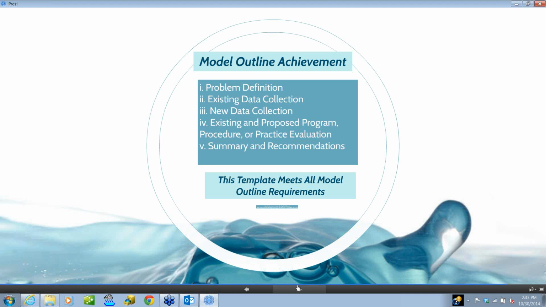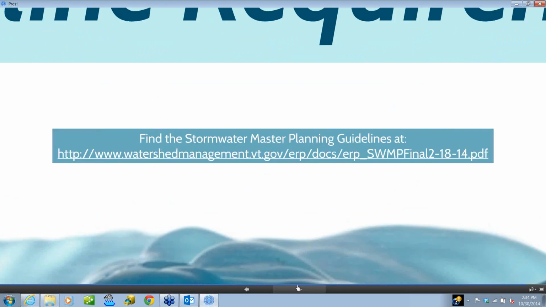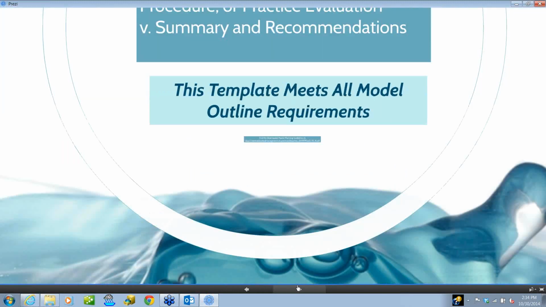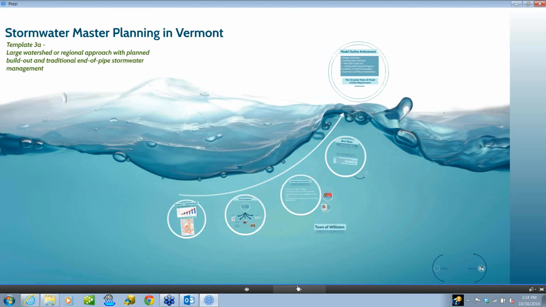And then the final summary and recommendation section. So not only looking at the existing problem sites and which ones should be advanced to a phase 2 design and implementation, but also, from a regulatory standpoint, I suppose, what could be done to better strengthen town regulations. So here's the web address again for the master planning guidelines. And that concludes the overview of the template 3A.